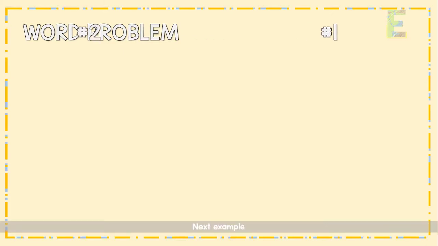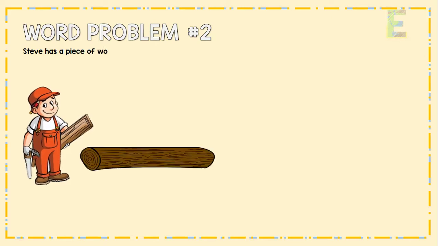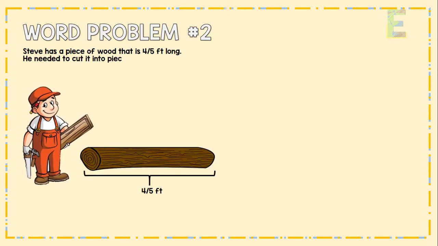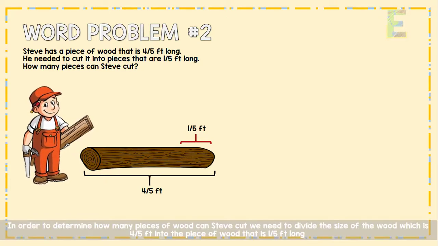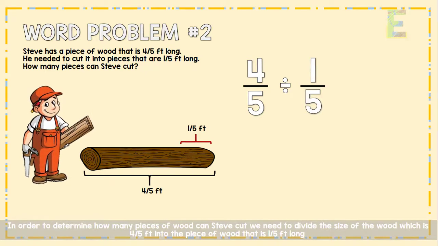Now let's have another example. Steve has a piece of wood that is 4 over 5 feet long. He needed to cut it into pieces that are 1/5 feet long. How many pieces can Steve cut? In order to determine how many pieces of wood Steve can cut, we need to divide the size of the wood, which is 4 over 5 feet, by the piece of wood that is 1 over 5 feet long.